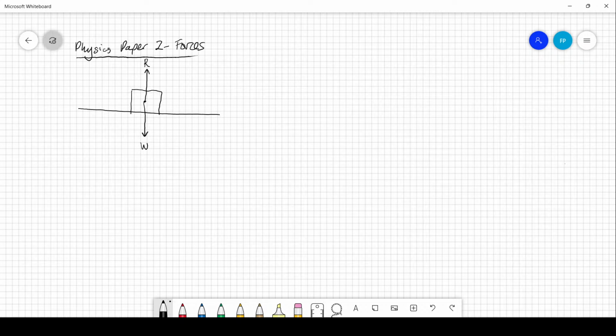If we start to move our box, let's say to the right with the pushing force, which I'll label with P, this will give us some friction that opposes this motion. This can be a good example of a free body diagram.